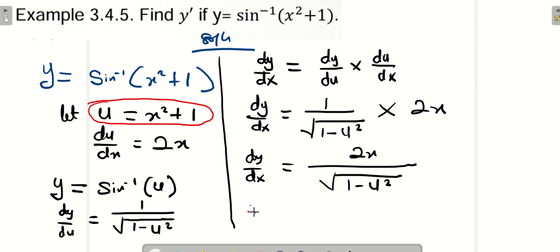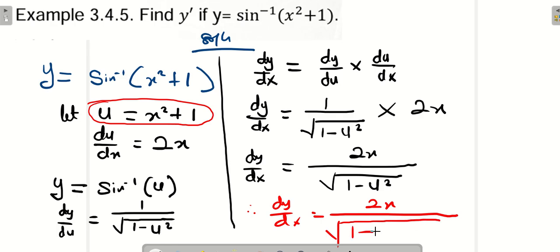Therefore, dy dx is equal to 2x all over the square root of 1 minus u squared. Remember that if u is this, you're going to have u squared to be x squared plus 1 all squared. Then you can leave your answer here, or if you like, you can expand it and simplify. But I will leave it here. And that is the final answer.